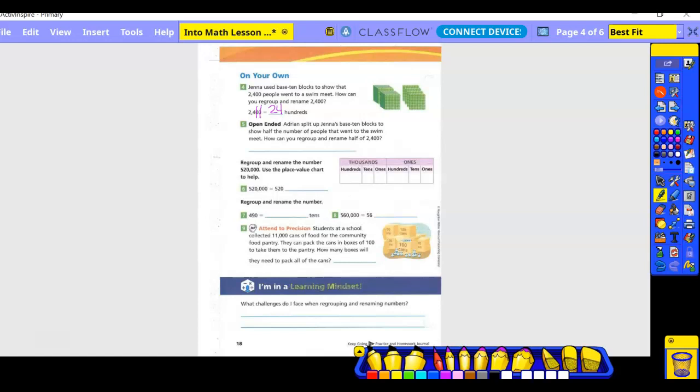Number 5, open-ended. Adrian split up Jenna's base 10 blocks to show half the number of people that went to the swim meet. How can you regroup and name half of 2,400? Okay, so we could do that in ones, right? All right, so what is half of 24? Does anybody know what 24 divided by 2 is? 12, right? So I would do 1,000. So we said 12, right? But can I just forget about the zeros? No. So it'd be 1,200.